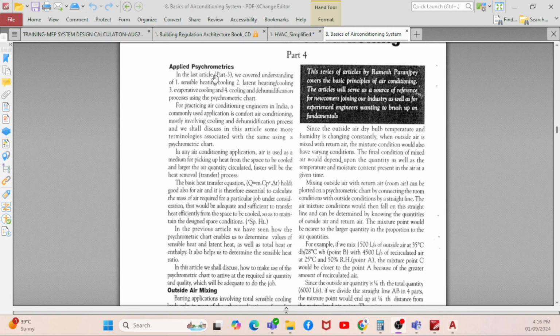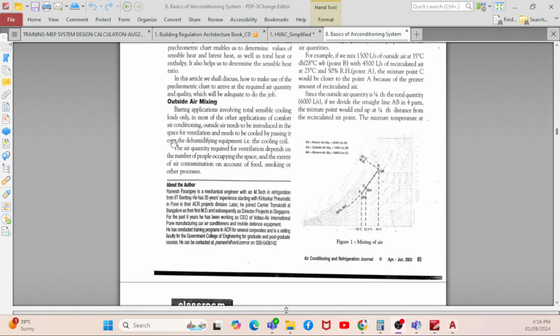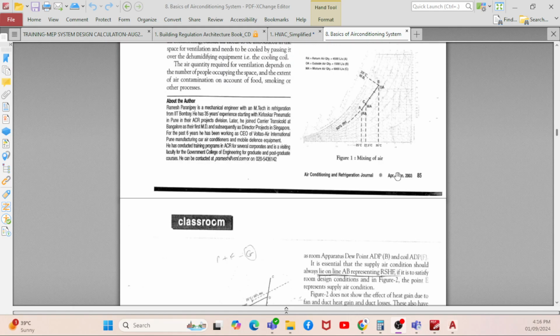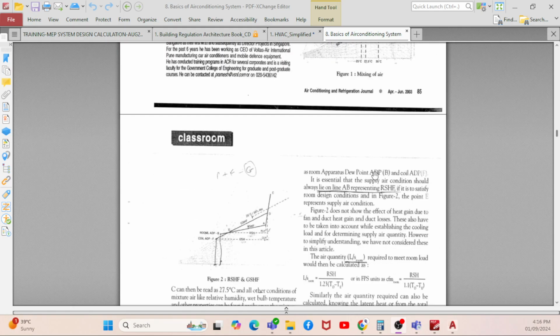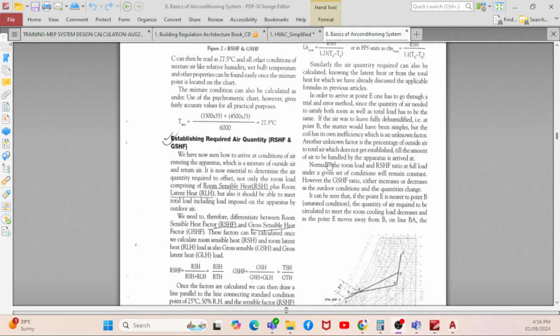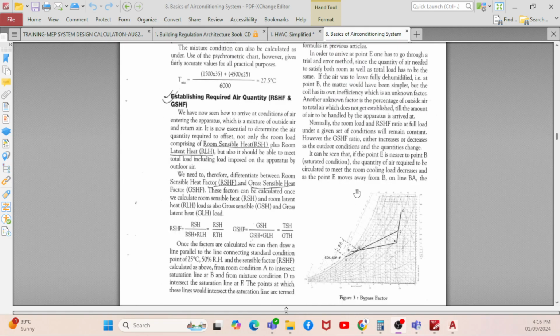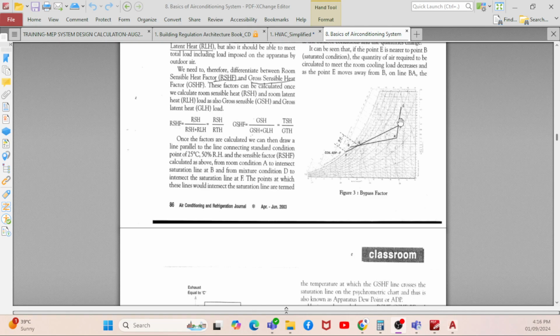So this is the basics of applied psychrometric charts, like outside air mixing, like the fresh air. When we do the fresh air calculations, we will be using all these charts. See how to find each and every condition. If you go to the psychrometric chart, if we try to cool from one condition to another condition, how are we going to cool it? And when it goes to the return, what is that? So this is like a cycle.